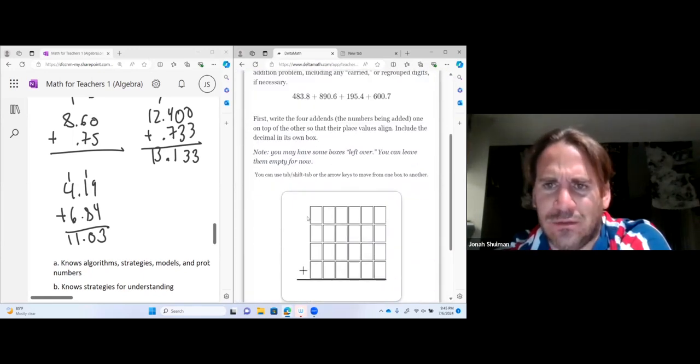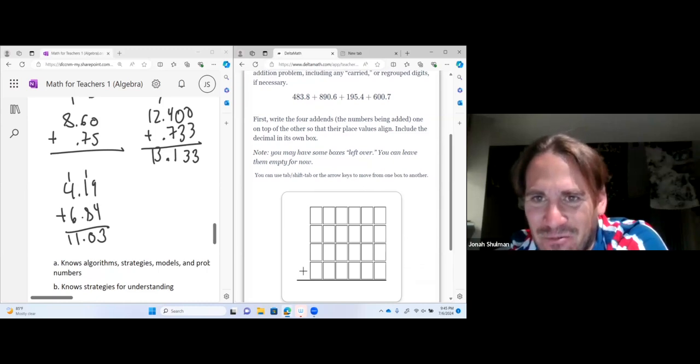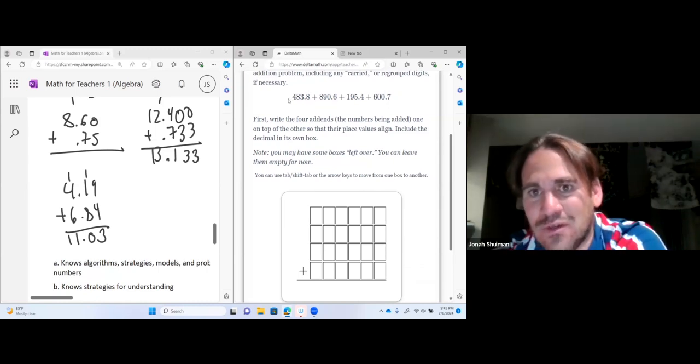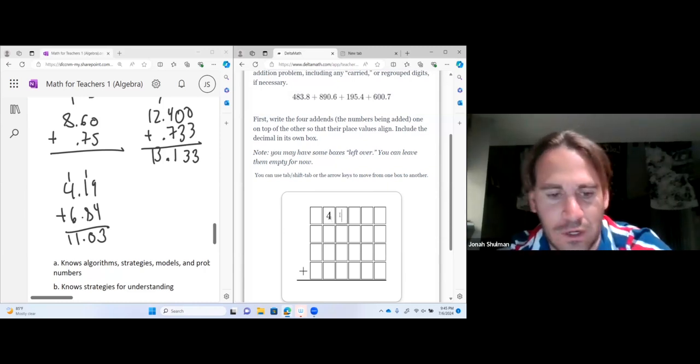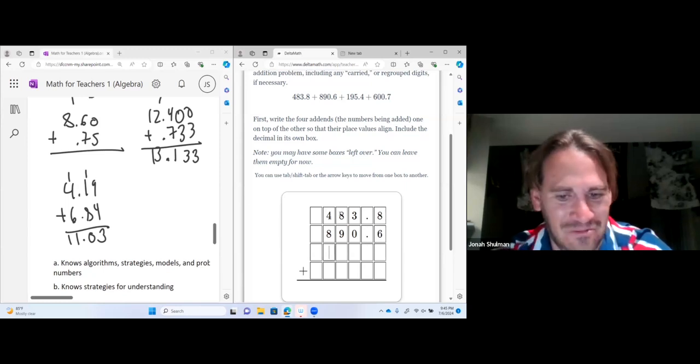Woo! Here's a big one. Okay. 1 decimal, 1 decimal, 1 decimal, 1. They all have 1 decimal. So since they all have 1 decimal, right away, I know I have a decimal here with 3 numbers, so it's going to be 483.8. So this is where I start. 483.8. The next one's going to be not a cube. 890.6. 195.4. And if these are hard, you can try some yourself.